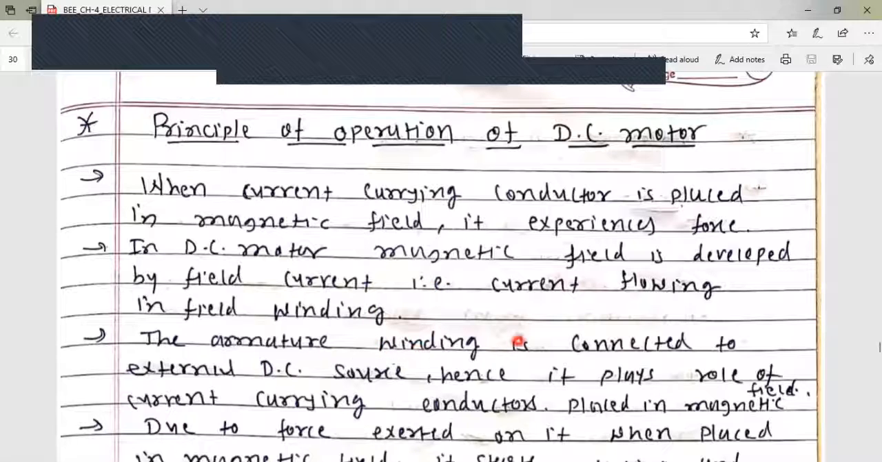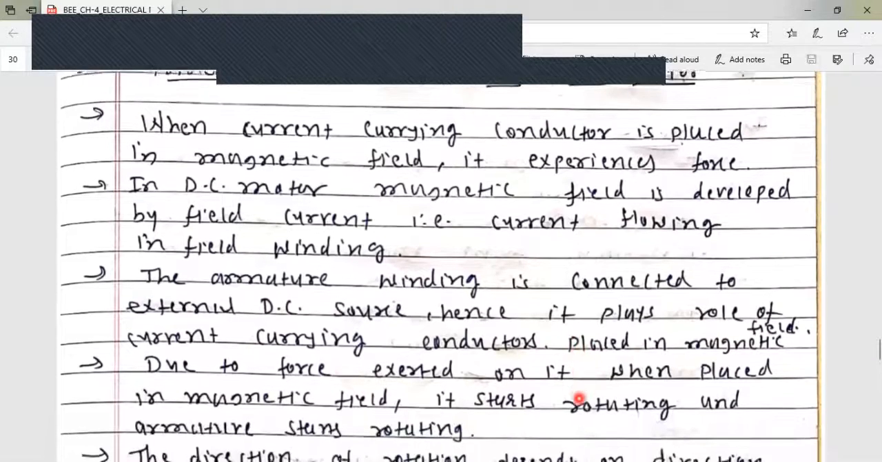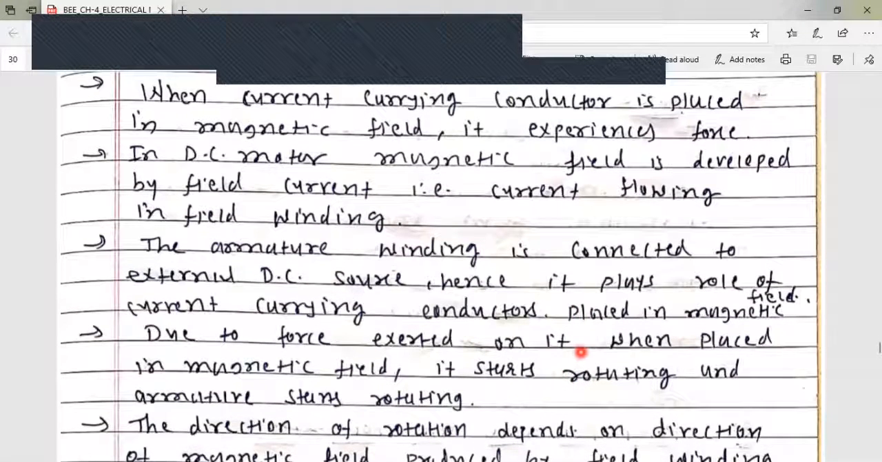Armature winding is connected to an external DC source. Hence, it plays the role of a current carrying conductor placed in a magnetic field. So we can say that the field winding is steady, armature winding is movable. We pass current through the field winding, it generates a magnetic field, and we have placed the armature winding in that magnetic field. So due to the force exerted on the armature winding, because it is placed in a magnetic field, the armature starts rotating.